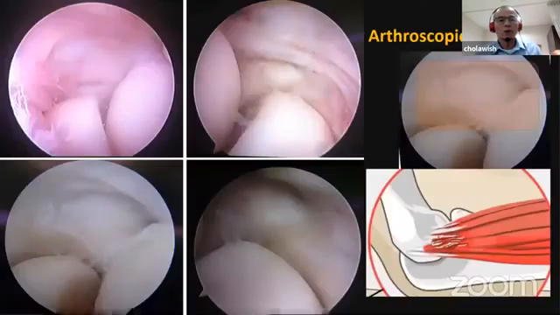This is an arthroscopic finding, viewing from the proximal anteromedial portal. You can see a wide capsular defect in there. This corresponds to the ECRB area.